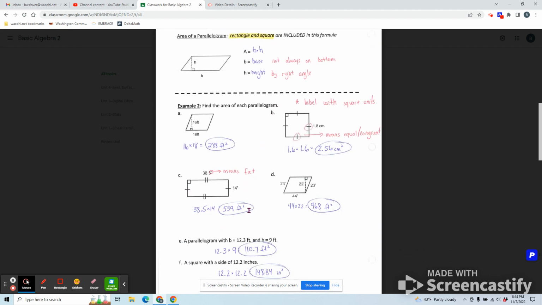So we've got 6 examples here. It says find the area of each parallelogram. So I have a base, I have a height, multiply them together, and I label with units squared. And in this case, it's feet squared. Square feet is how you would say it. So over here, square feet, over here, square feet, over here, square centimeters.